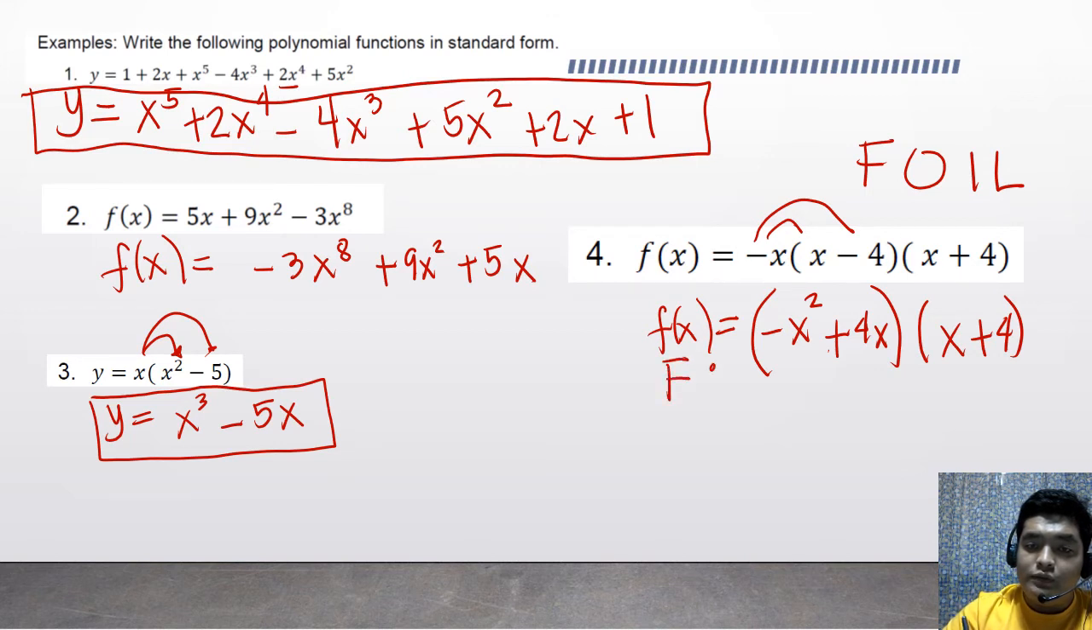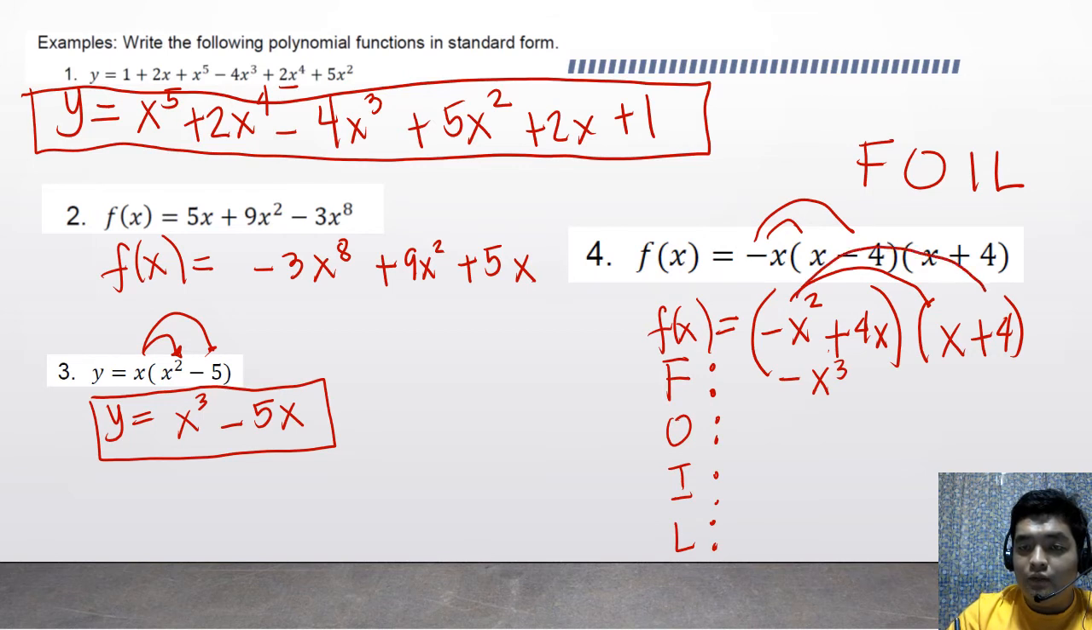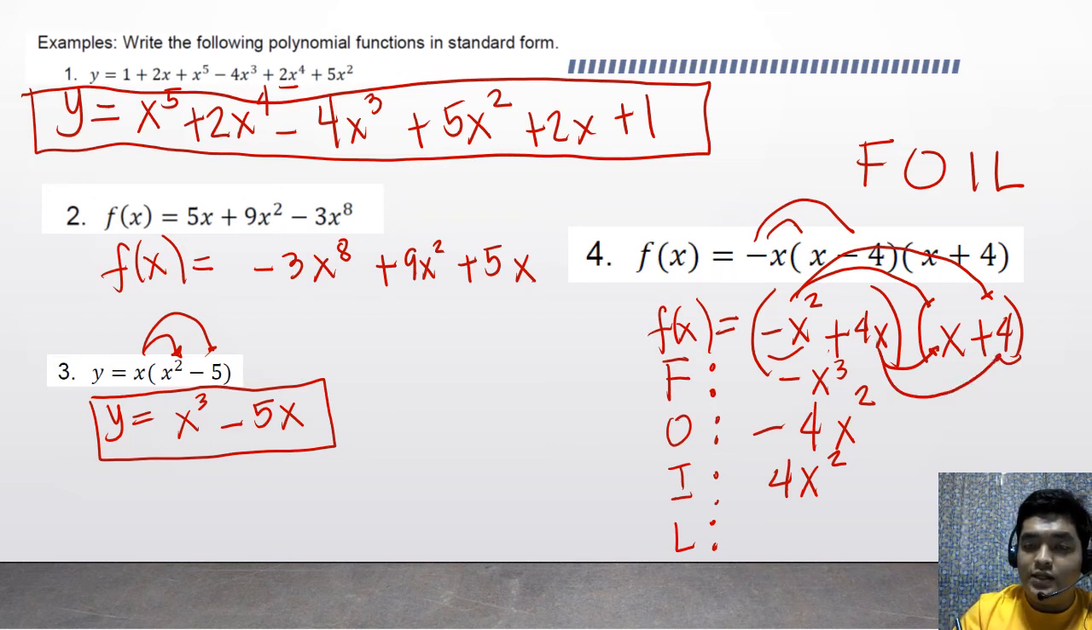So first, outer, inner, and last. So first, negative x squared times x is negative x cubed. Outer: negative x squared times 4 is negative 4x squared. Then inner, 4x times x is 4x squared. Then last, 4x times 4 is 16x.